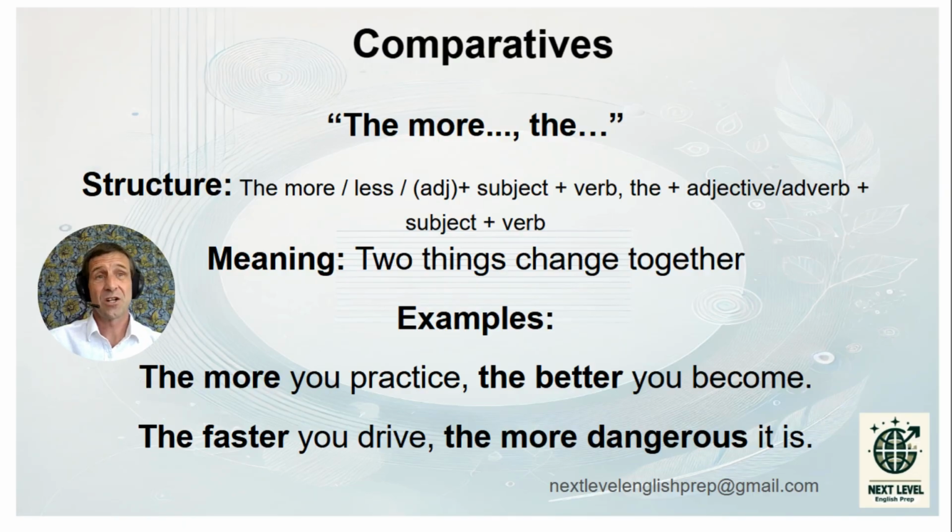For the structure, we use the more or less plus adjective, it could be an adverb or a noun, plus subject plus verb, comma, the, and then we repeat the structure to show that these two things change together. And it's important to remember to use a comma between the two parts of the sentence.